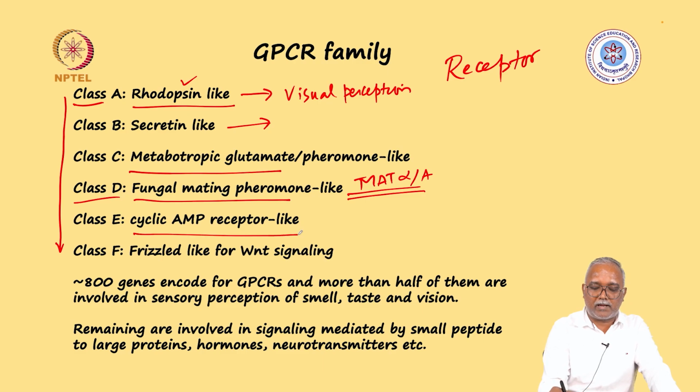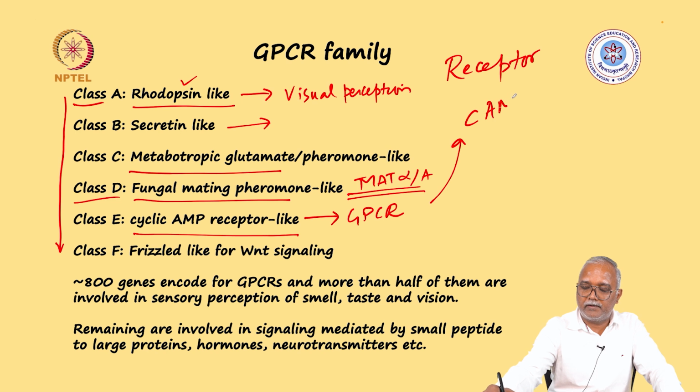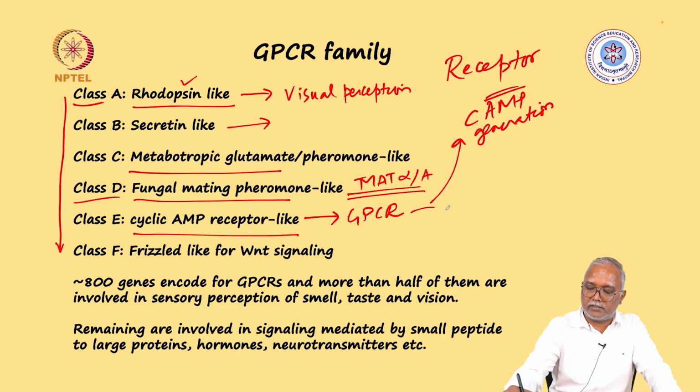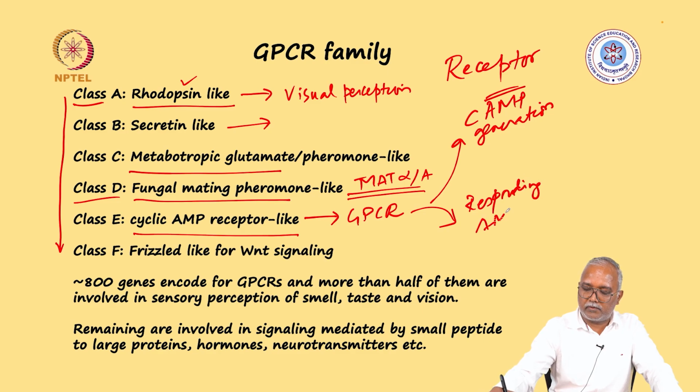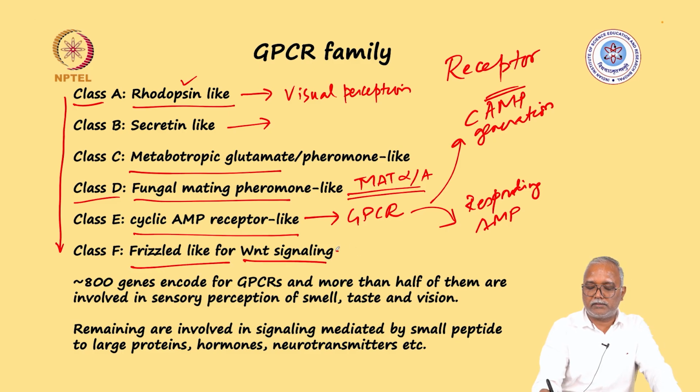Then there is something called cyclic AMP receptor like. So there are these GPCRs which will bind to cyclic AMP and then do the signaling. Not only that, it is involved in the cyclic AMP generation, but also it is important by responding to this AMP like molecule. Then the last class is called frizzled like or Wnt signaling. These are the molecules which play a very important role in developmental process.